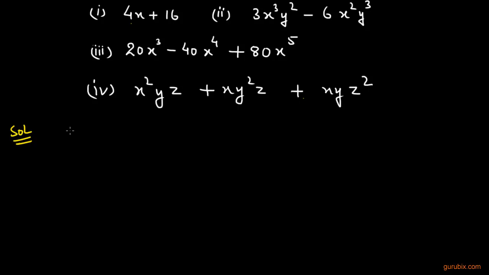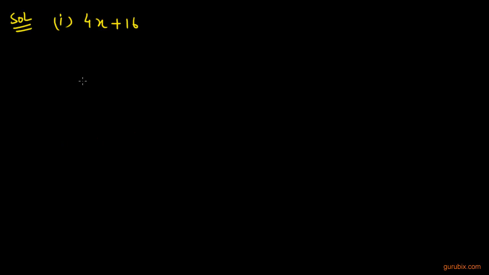Let us solve the first part of the example, and that is 4x plus 16. What do you observe in this algebraic expression? Can we write the term 4x like this, 4 into x, and here is the sign of plus, and can we write this 16 like this, 4 into 4? So we observe that this literal 4 exists in each of these two terms.